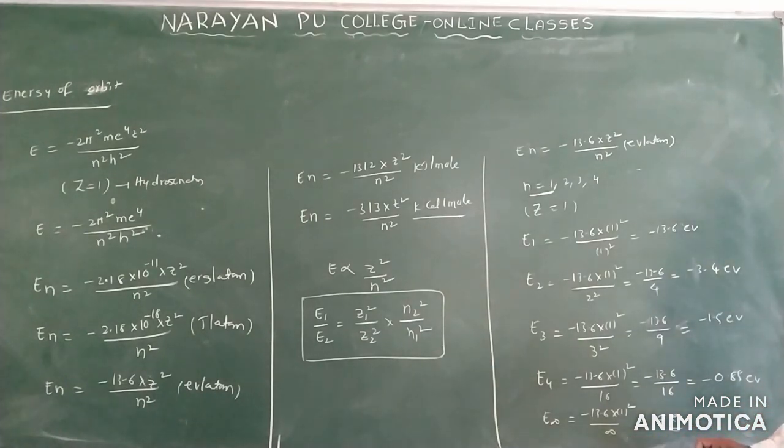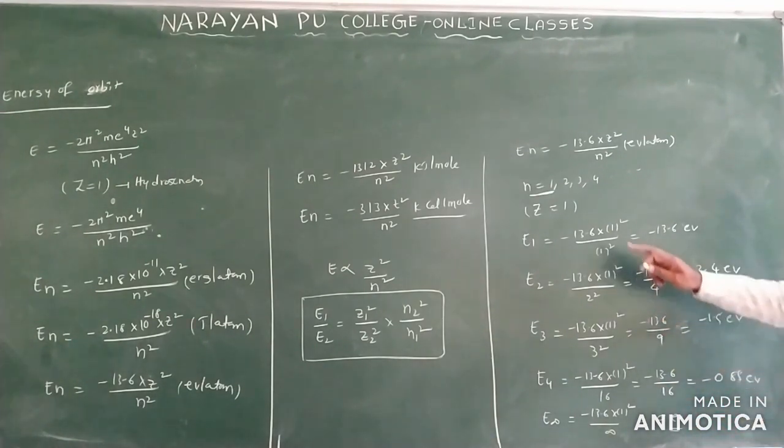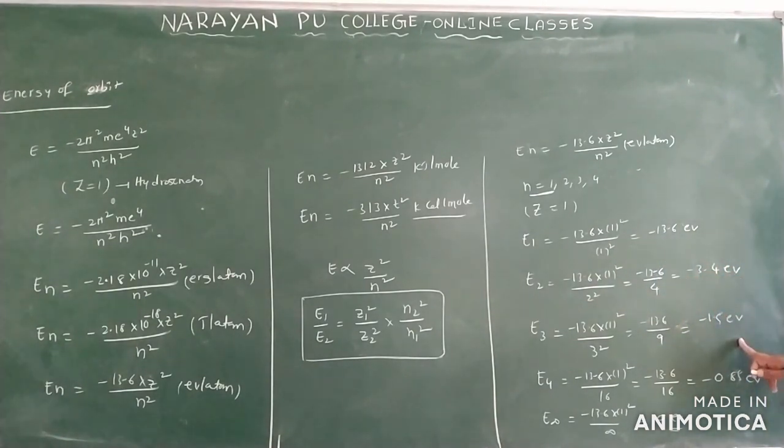So this is the energy for the first orbit, second orbit, third orbit in the hydrogen spectrum. See what we are observing here: as the N value increases, N equal to 1, 2, 3, 4, we get minus 13.6, minus 3.4, minus 1.5, minus 0.85 and so on, and finally 0.0 electron volts. From this we have to write some relations.